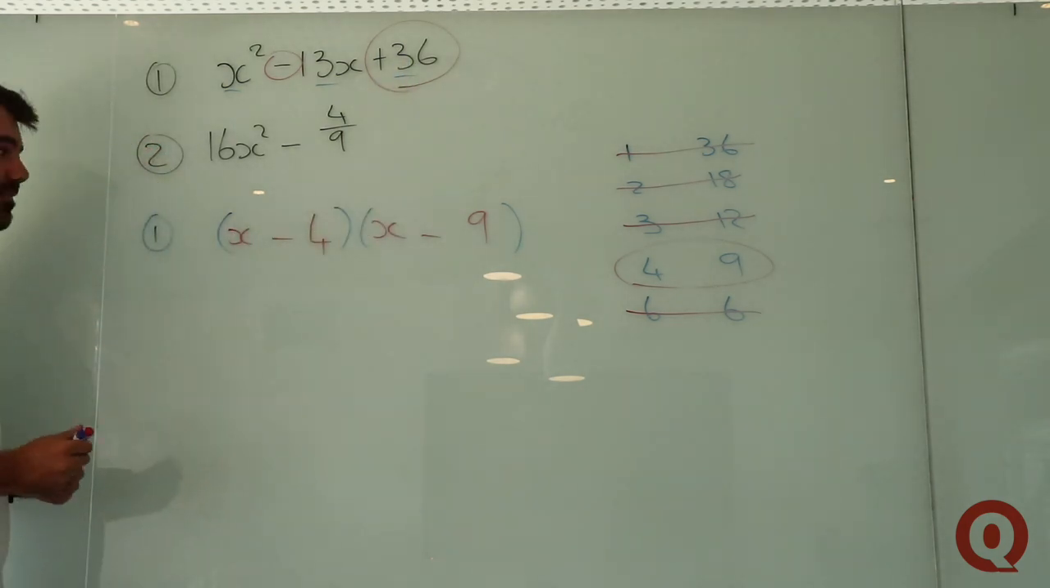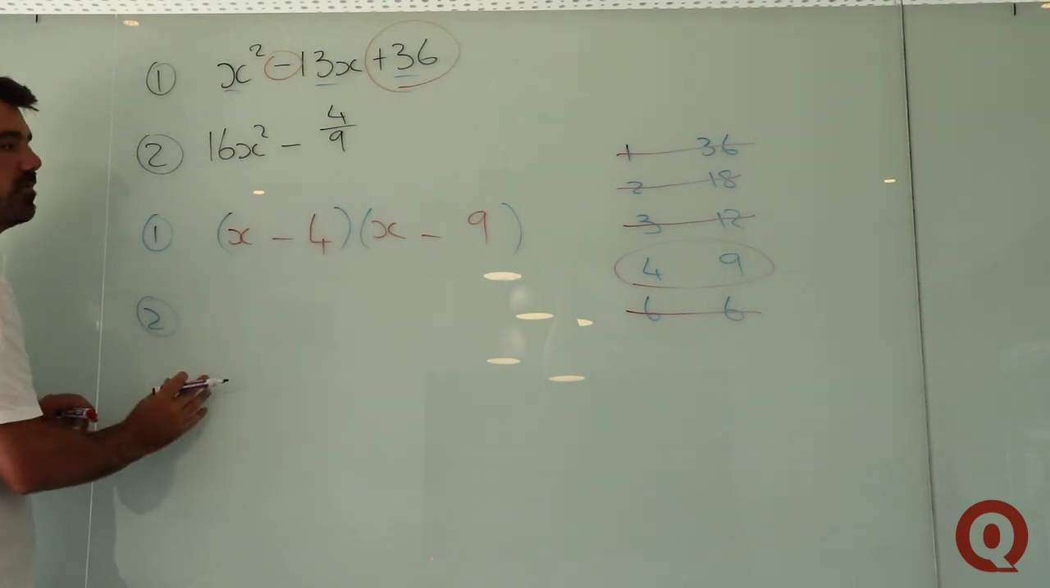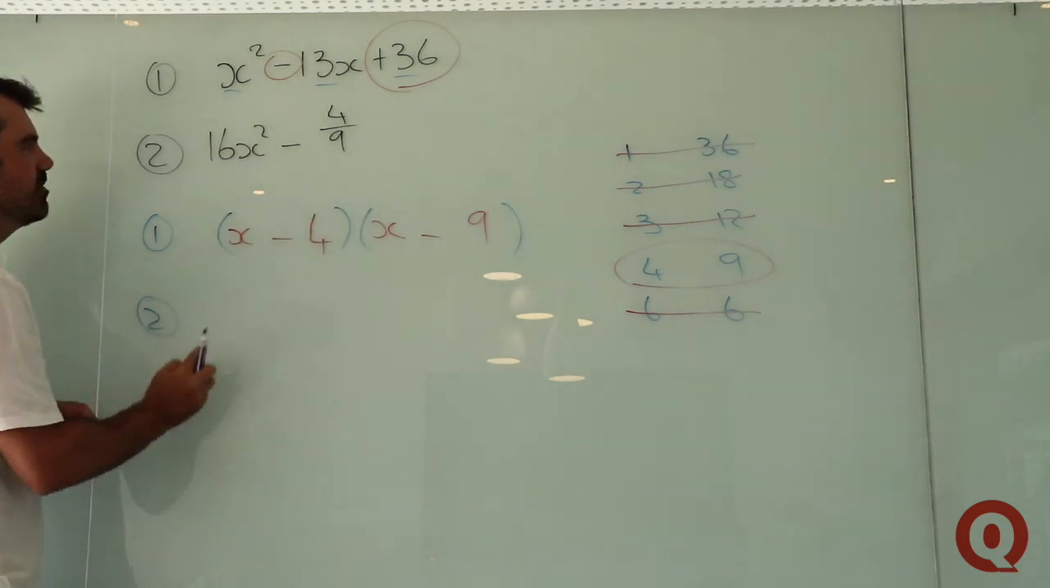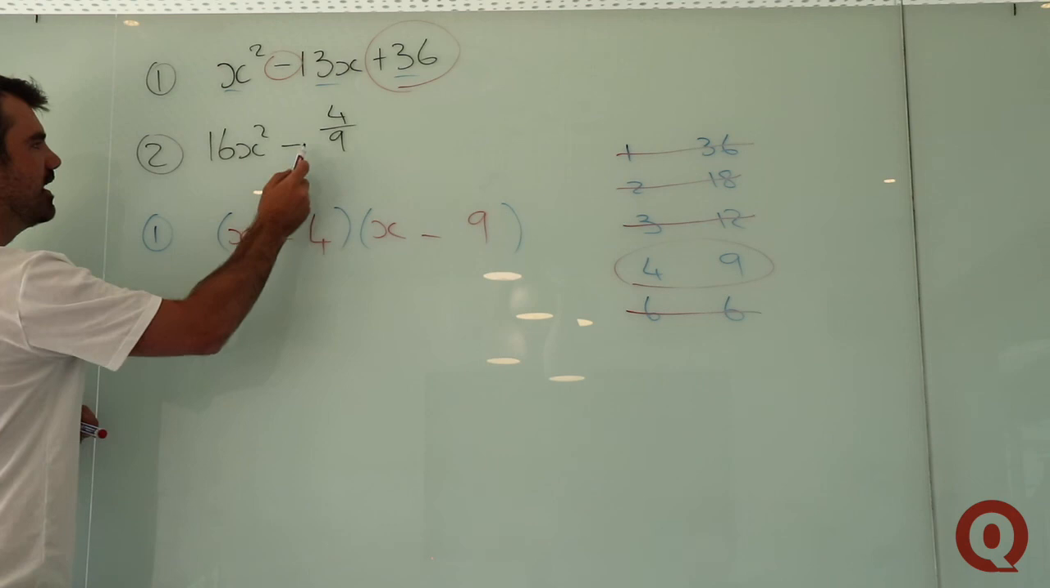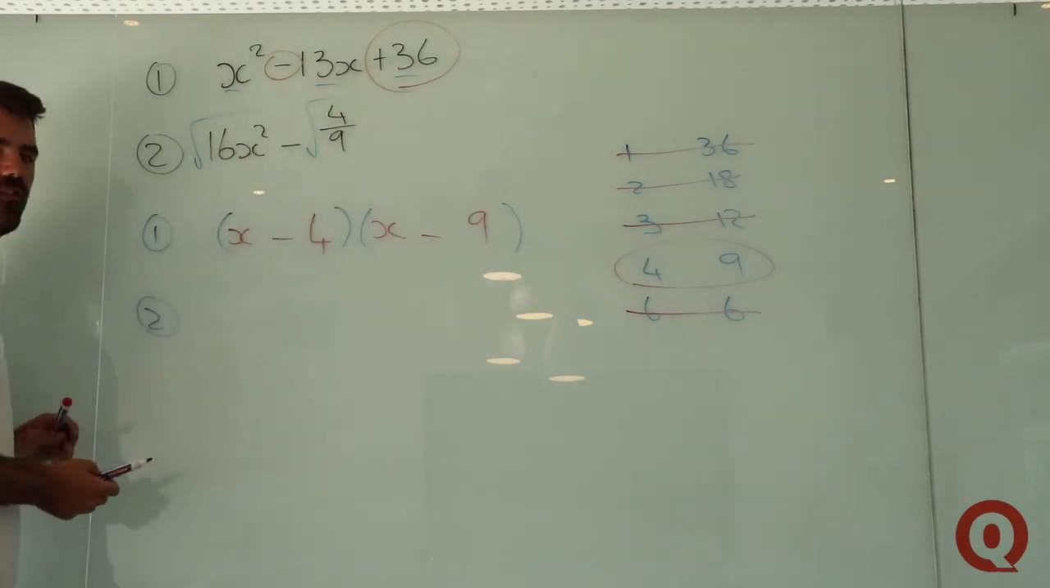Alright, let's go straight to number 2. I'm hoping you got the right answer for this first one. The second one, it's a difference of 2 squares. Why? Well, I answered those 3 questions because I have 2 terms, I have a minus sign, and I can square root both of my terms.